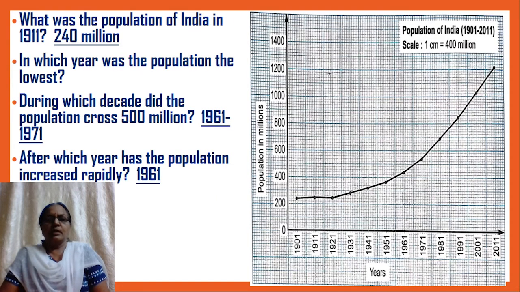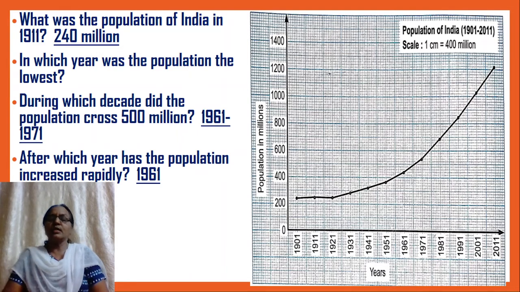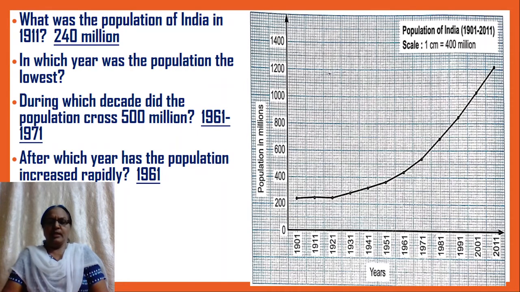Now, let's come to the next one. Here again, this is a line graph. On the x-axis again, we find years are given. So you have years from 1901 to 2011. And on the y-axis, we have population in millions. So this is the population of India graph for the year 1911 to 2011. Let's come to the questions now.